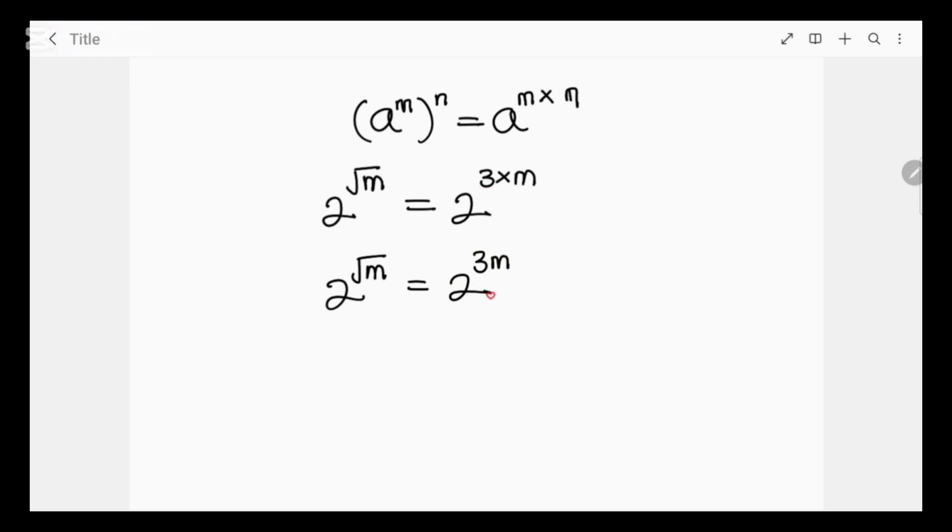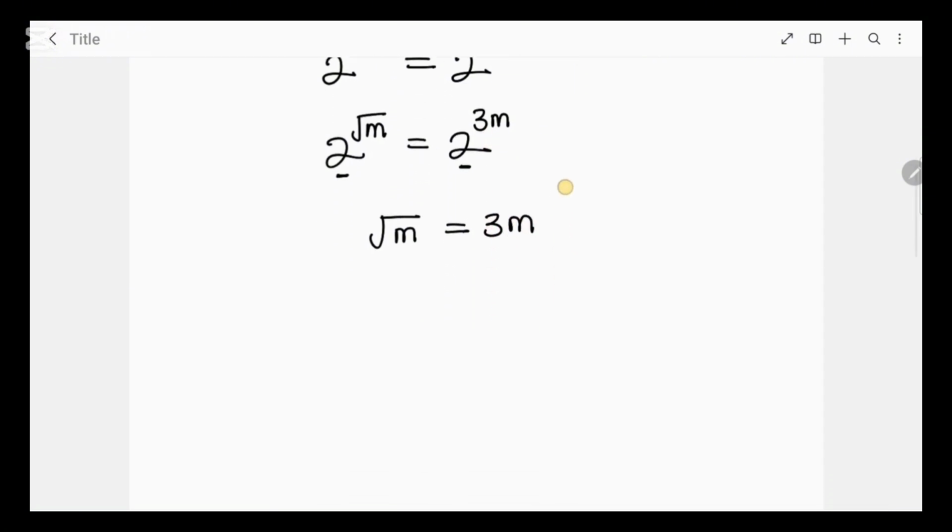Very good. Now notice that the base on the left and the base on the right are the same. So we can equate their powers. So the power on the left is the square root of m. This is equal to the power on the right, which is 3m.